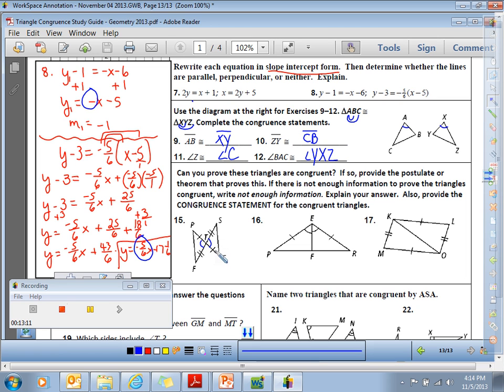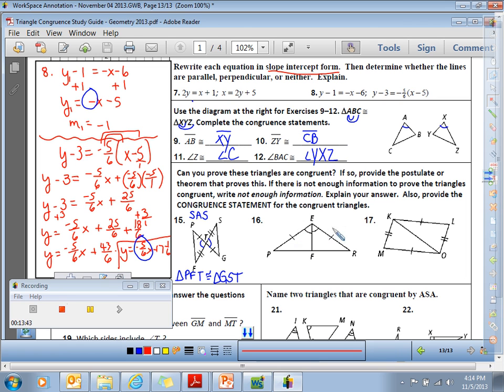So these triangles can be proven congruent by side, angle, side, where the two sides meet, the angle in between those. Side, angle, side. Okay, and the congruent statement would be triangle PFT is congruent to triangle, T corresponds to G, F corresponds to S, and T corresponds to T in the other triangle.